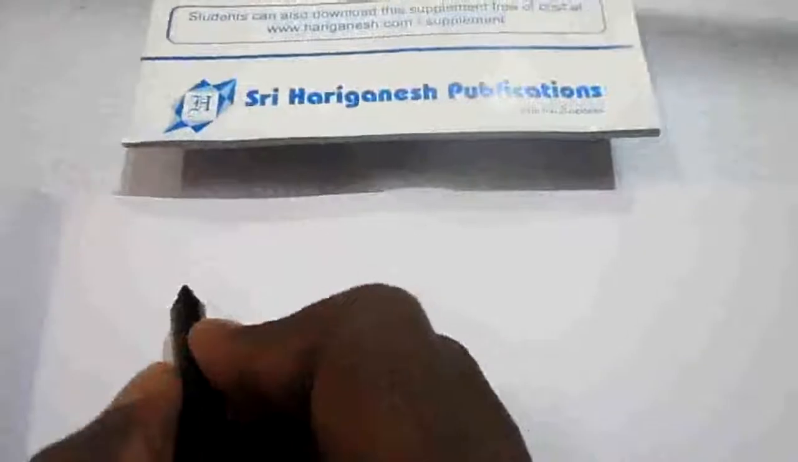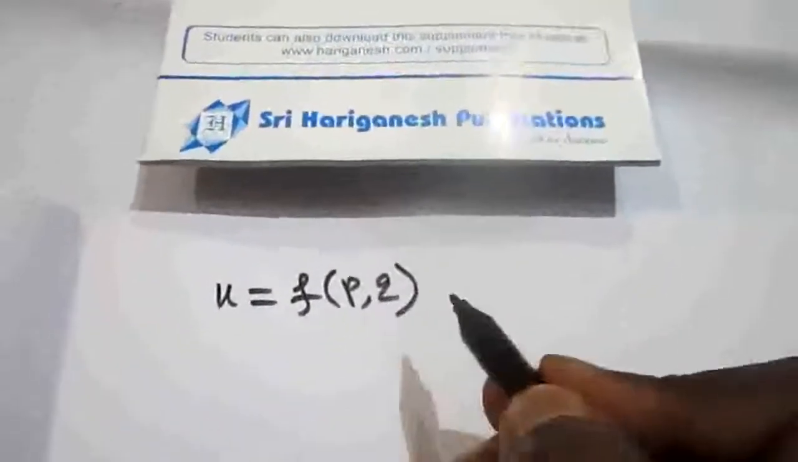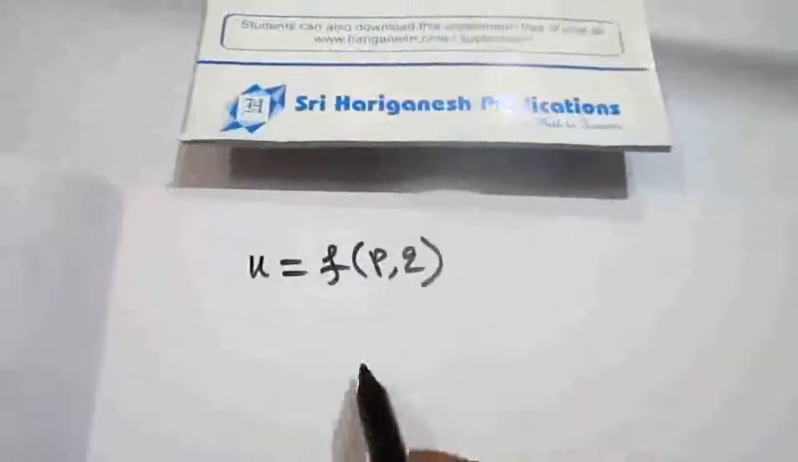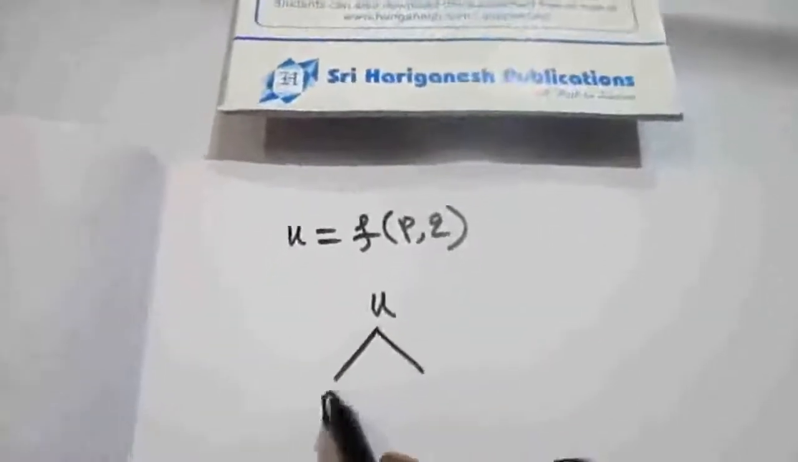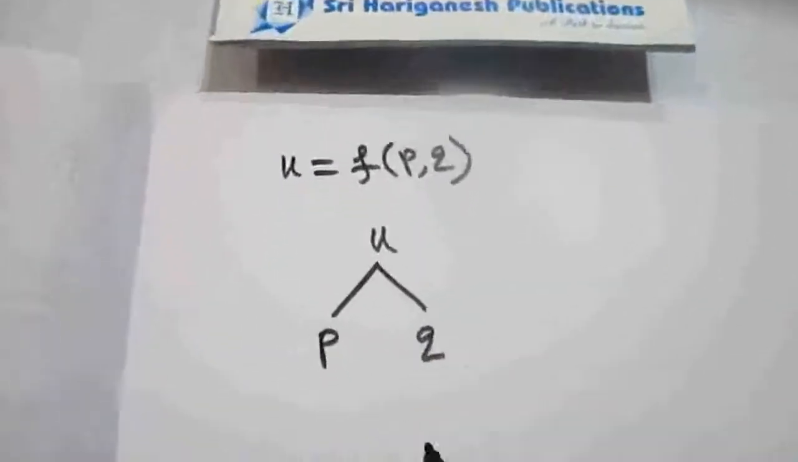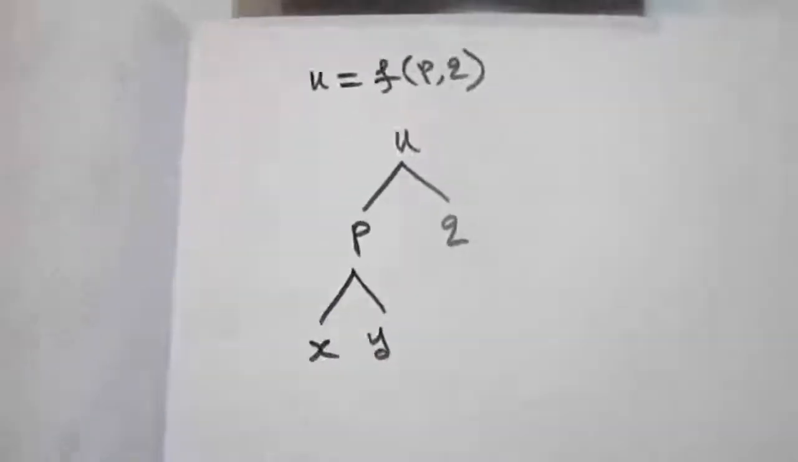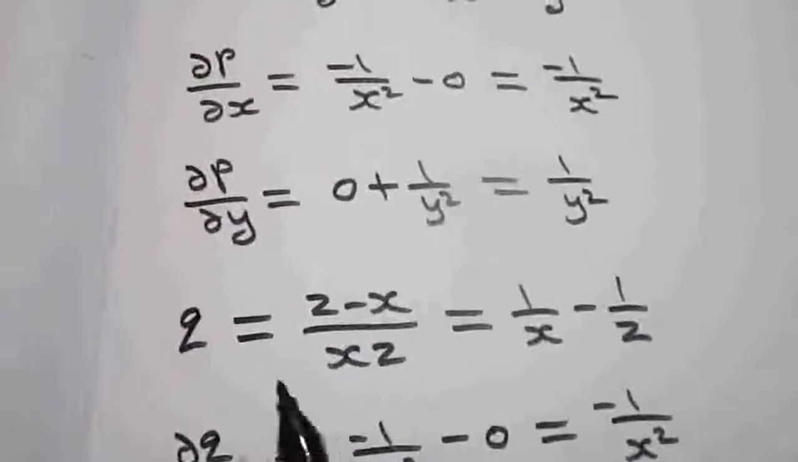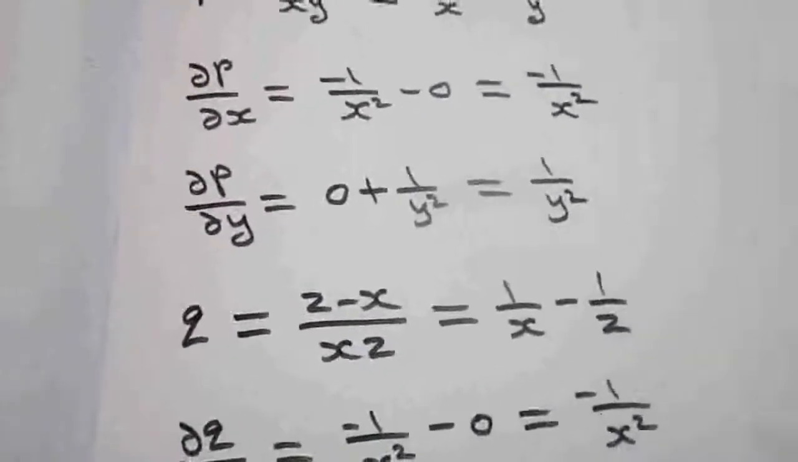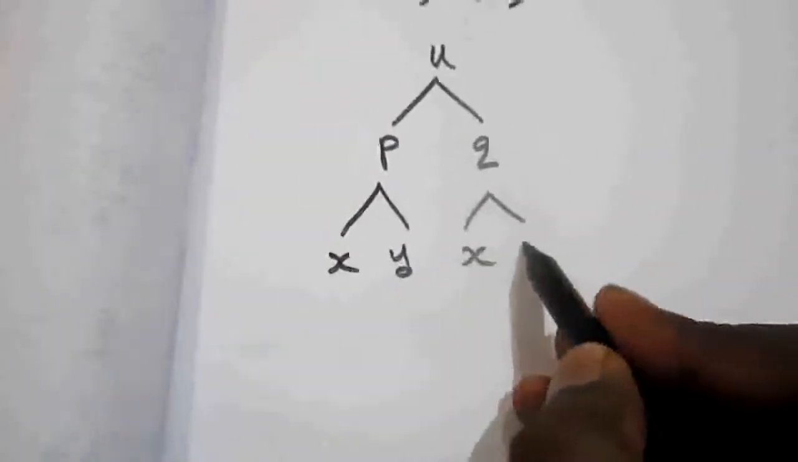Now we already took u is equal to f of p comma q. So here u is a function of p and q. And we already know p is a function of x and y. Now next, q is a function of x and z.